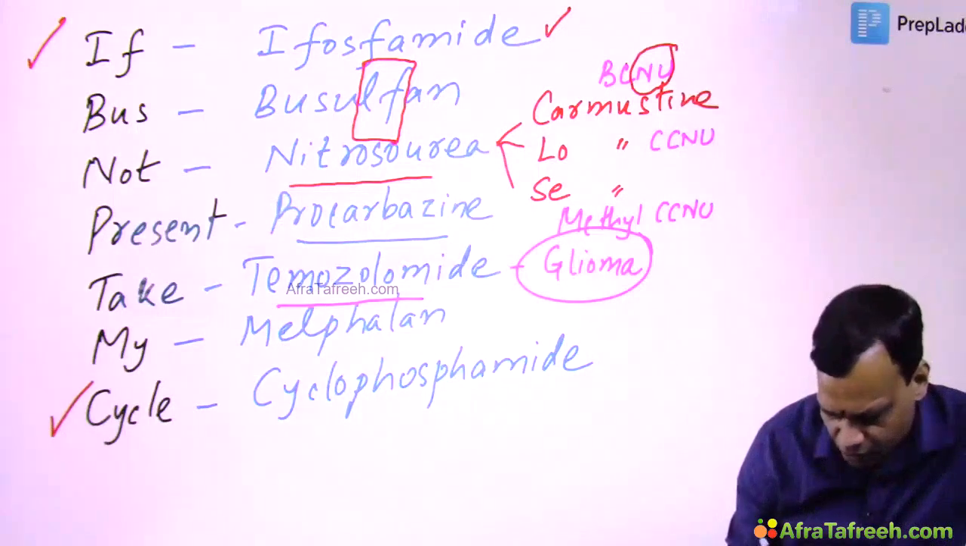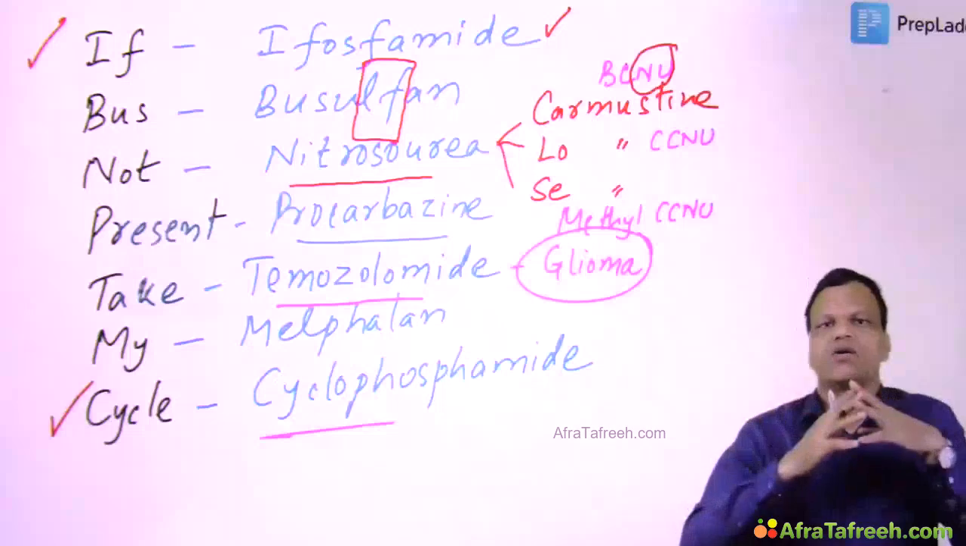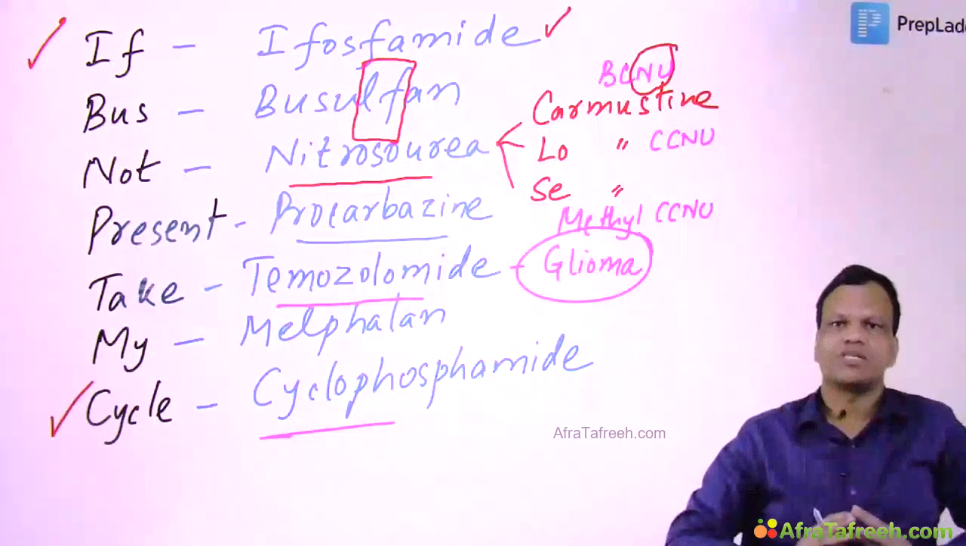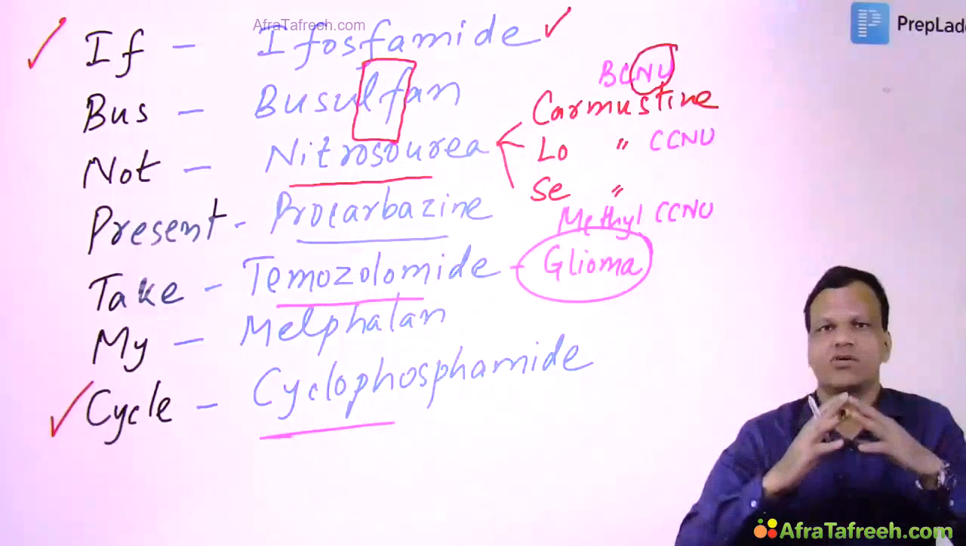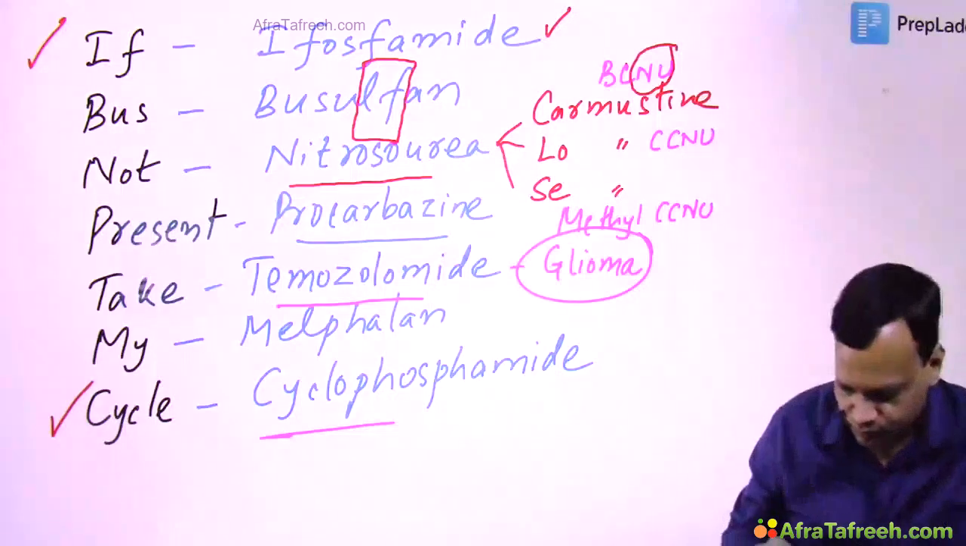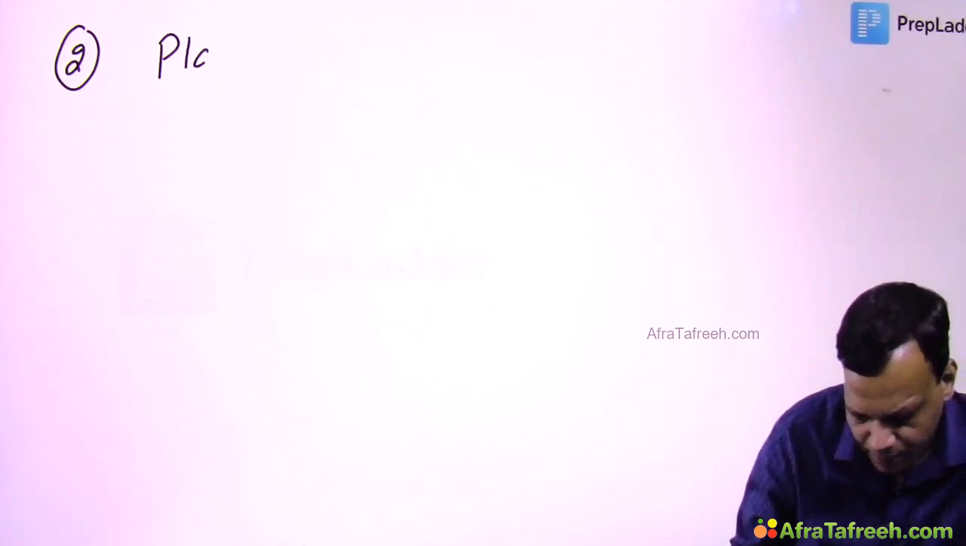Then cyclophosphamide we already discussed. It can cause hemorrhagic cystitis. Clear? So these are the important points regarding the first group of cytotoxic drugs, alkylating agents. Okay. Now moving to the second group of drugs called platinum compounds.